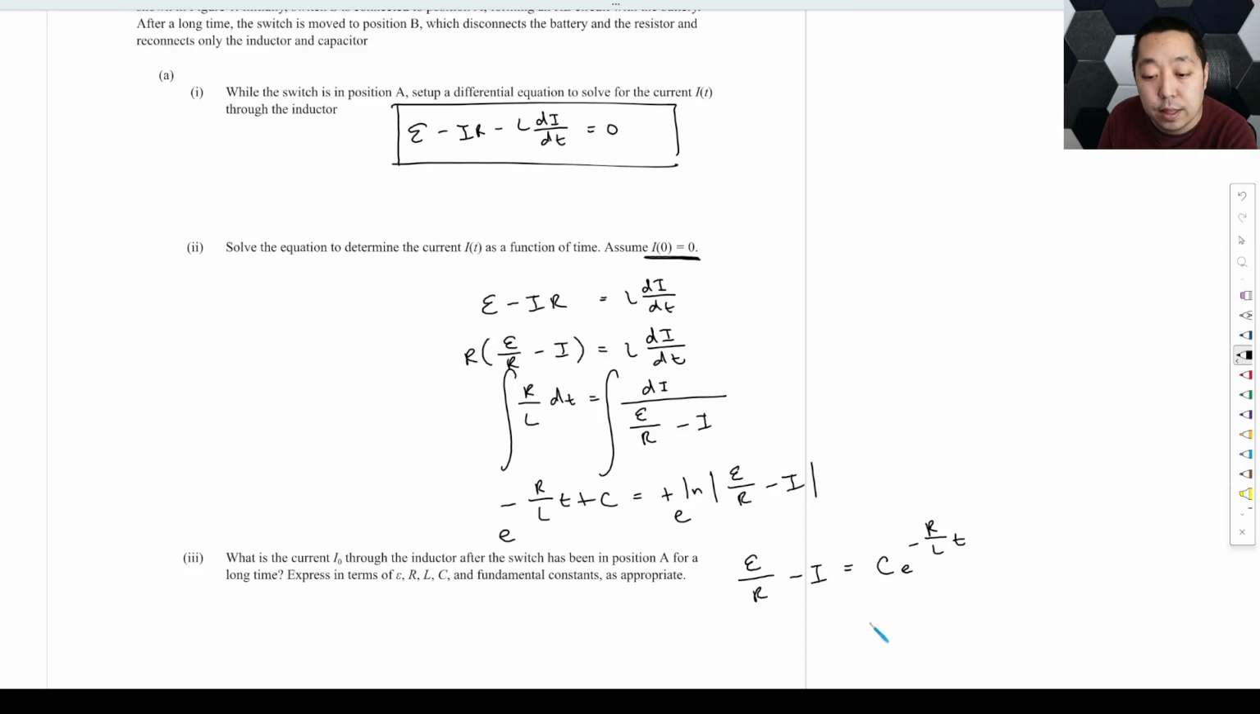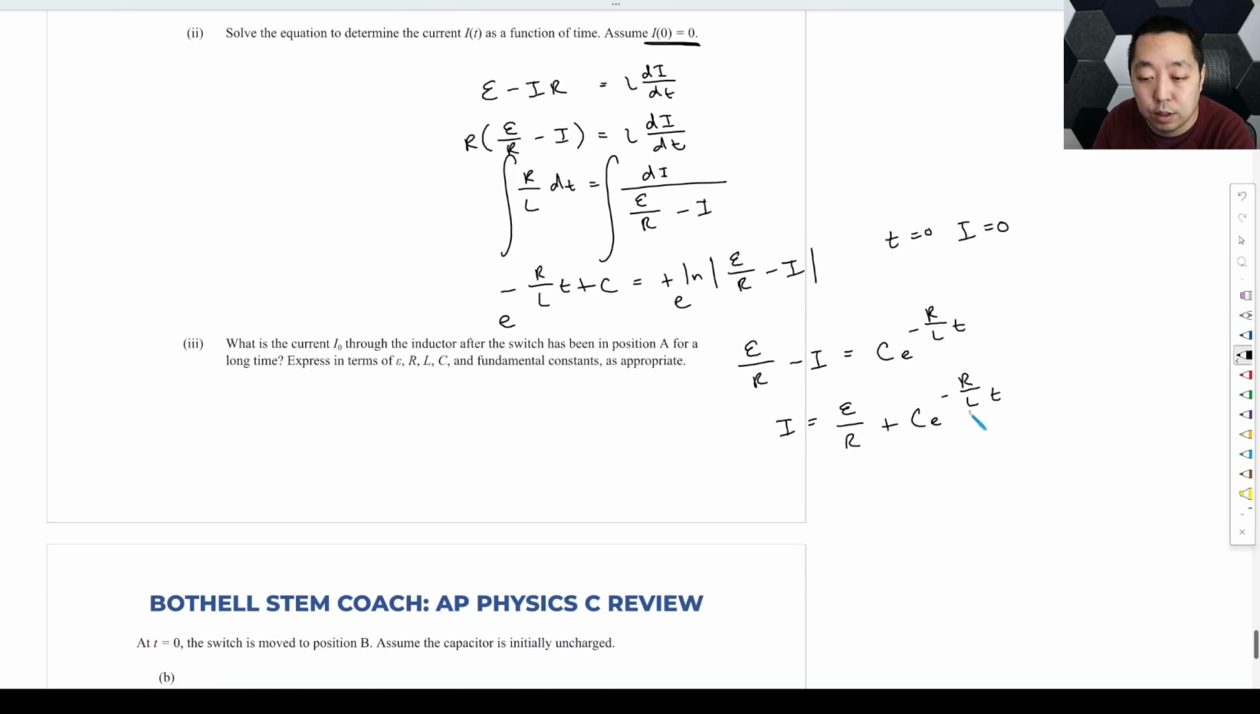And then we can now solve for the current. So we solve for I. Move the I over, move this over. You get epsilon over R plus C e to the negative R over L t. And then we just got to figure out what this constant is. When t is equal to 0, we know the current has to be 0. So when t is equal to 0, this is just 1. So we get 0 is equal to epsilon over R plus C. So C is equal to negative epsilon over R.